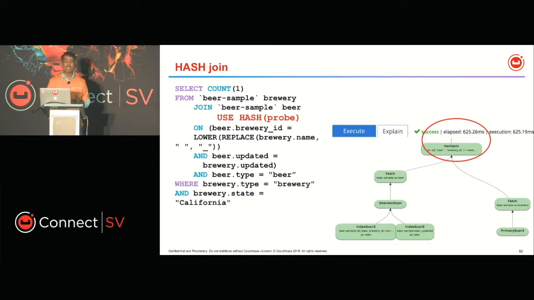But if you say use hash join and specify which side is the probe side and which is the build side, we use the hash join. When you start processing tens of thousands of documents in each query, we recommend you use the hash join because the performance tends to be 3, 5, 10 times better. As the amount of data that you process in a join increases, your performance is going to be that much better with the hash join.